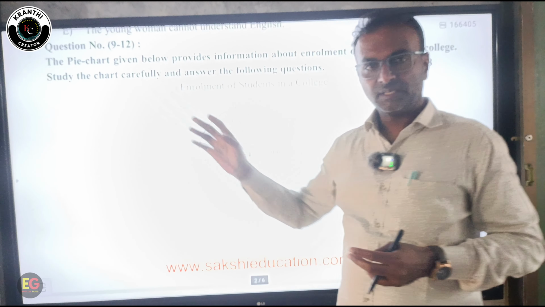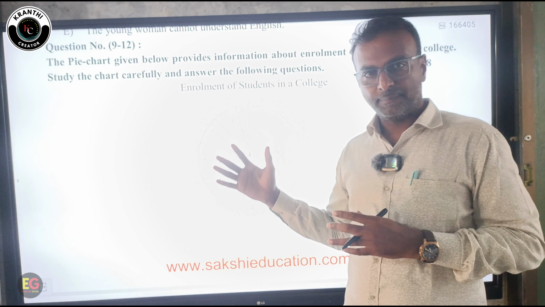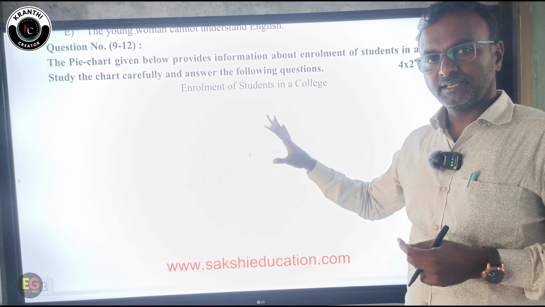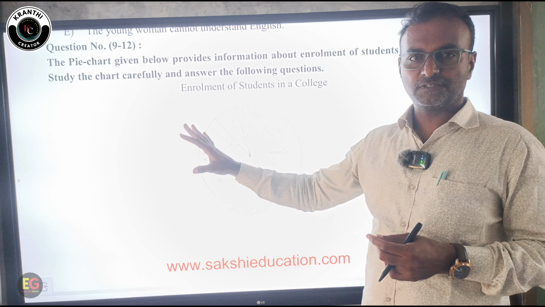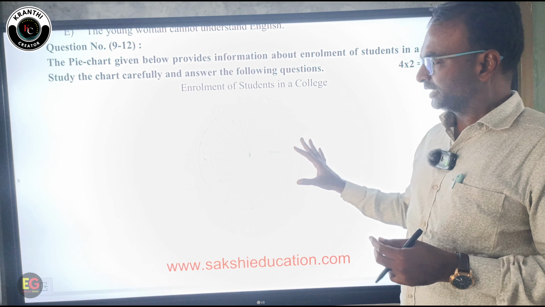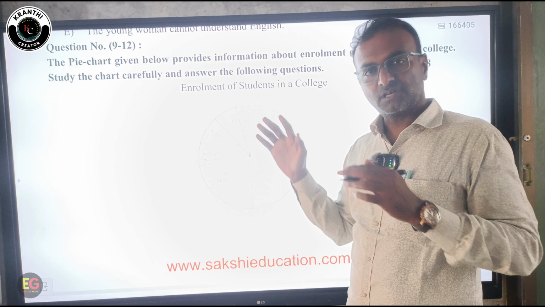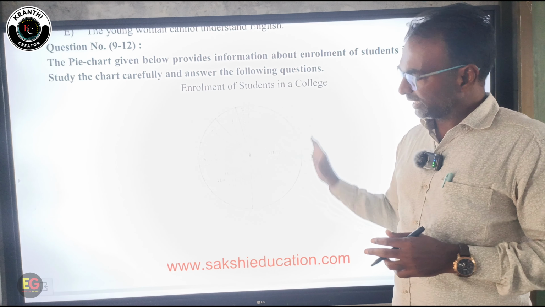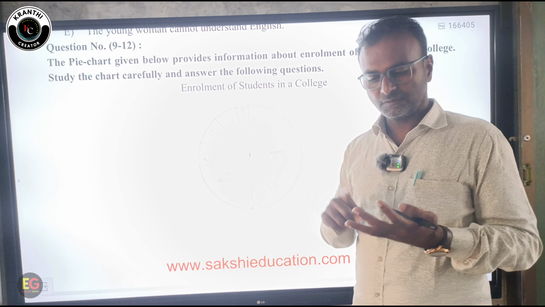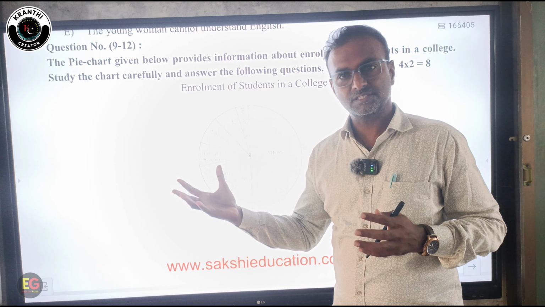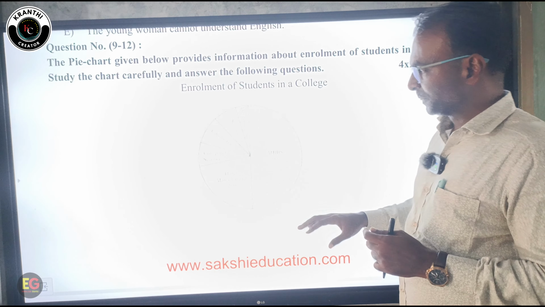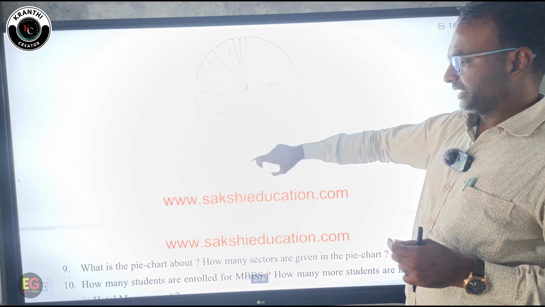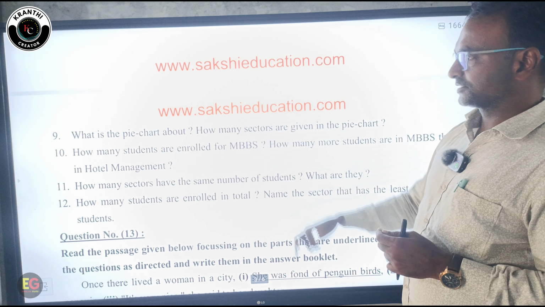Now, let's go to the next question. Question number 9 to 12. This question is textbook independent. That means this question comes from outside the textbook. So mostly this is an information transfer model question. Here you will find a kind of diagram that is not related to your textbook. Here the pie diagram is given. So like this, here we can have bar diagrams, graphs, charts, some kind of tables like that. So this diagram is given followed by 4 questions, and each question carries 2 marks.